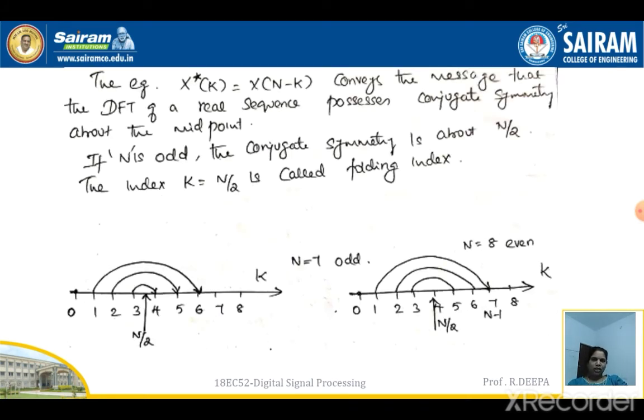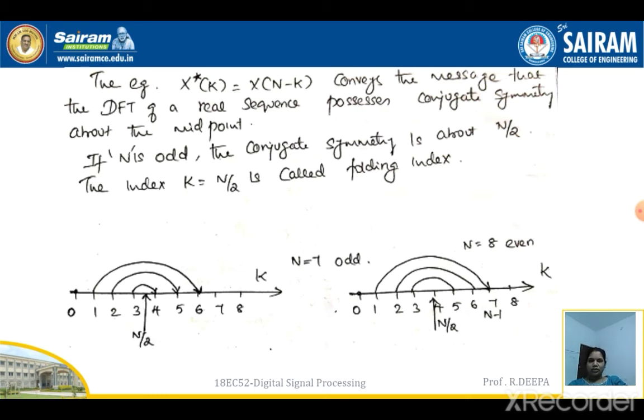So the symmetry equation X conjugate of k is equal to X of N minus k conveys the message that the DFT of a real sequence possesses conjugate symmetry about the midpoint. So what is this conjugate symmetry? If N is an odd number, for example, I am going to take N is equal to 7, which is an odd number. So below I have drawn a diagram. You can observe there where k ranges from 0 to N minus 1. So it is 0 to 6. So k starts from 0, 1, 2, 3, 4, 5, 6 and so on.